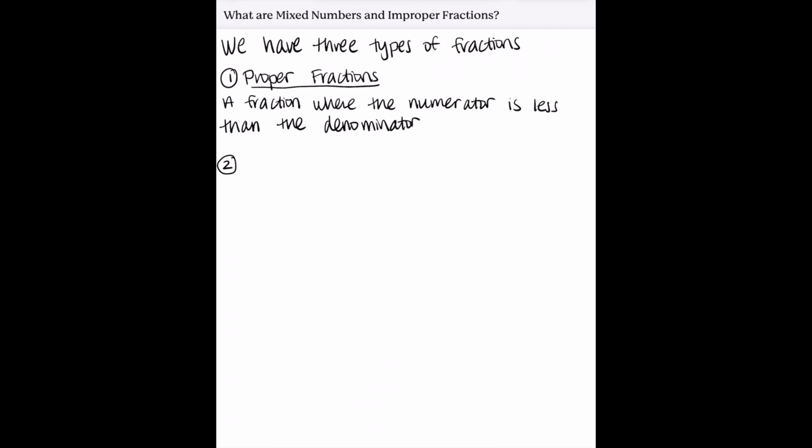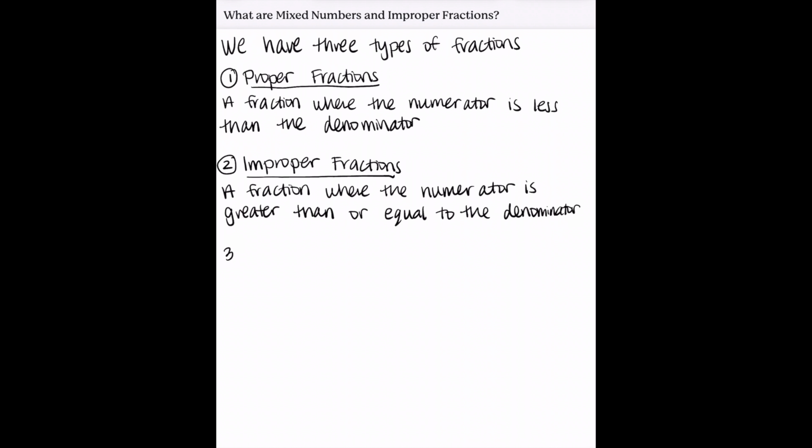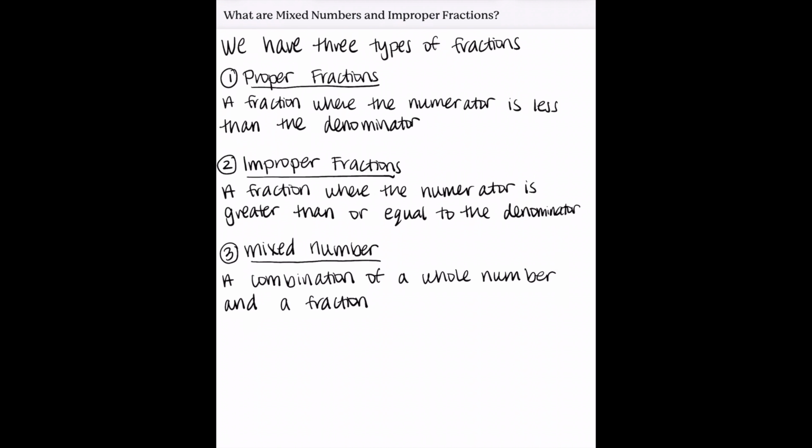The second type of fractions we're going to be introduced to today are called improper fractions. And improper fractions can be defined as fractions where the numerator is greater than the denominator. And for our third type, we have mixed numbers. And mixed numbers are kind of a combination of both proper fractions and whole numbers.